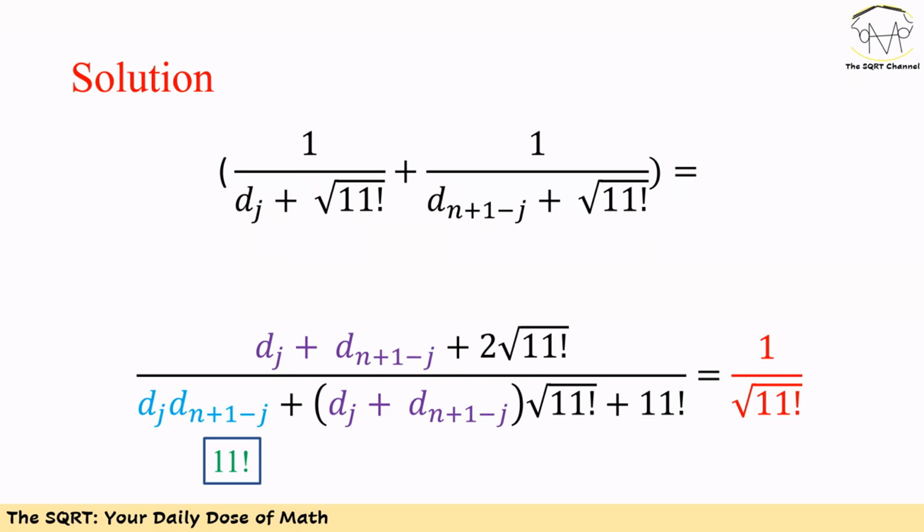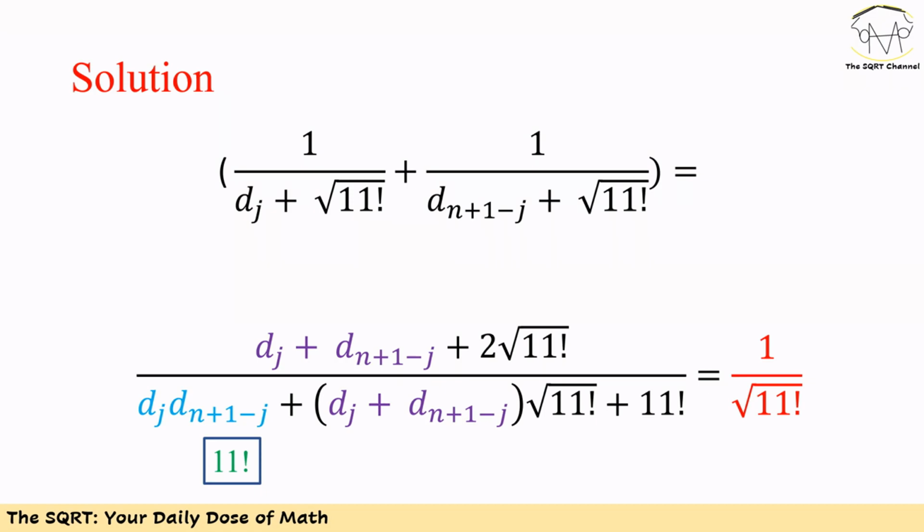If we do so, and then simplify the addition, we end up with two terms for the top and bottom of this division. On the top, we have dj plus d(n plus 1 minus j) plus 2 SQRT of 11 factorial, and for the bottom we have dj times d(n plus 1 minus j) plus (dj plus d(n plus 1 minus j)) times SQRT of 11 factorial plus 11 factorial.